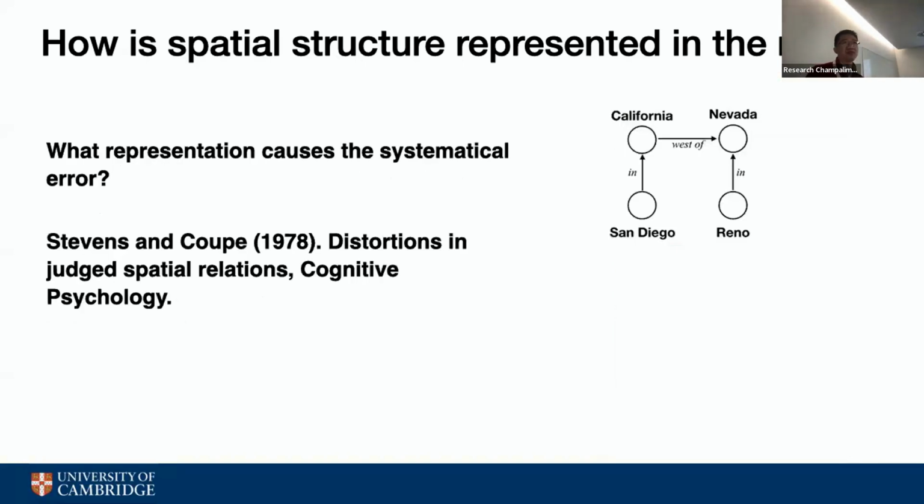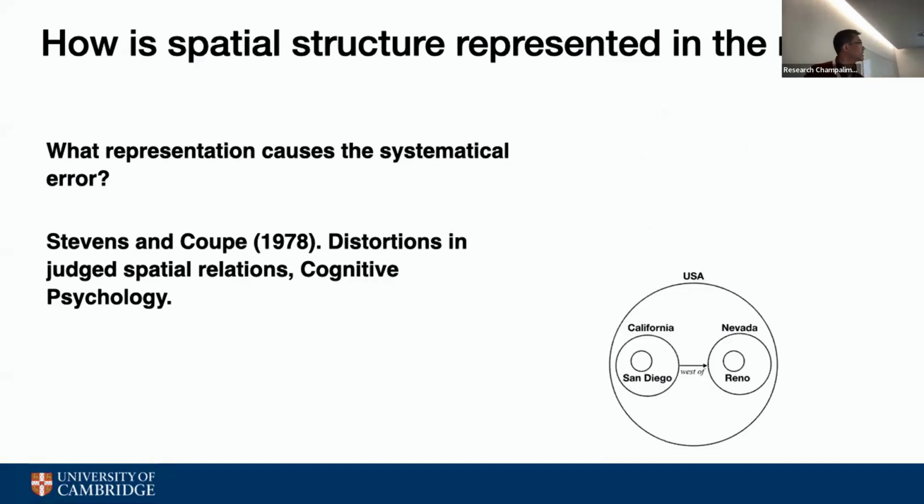Their answer is about our mental representation of spatial knowledge. The basic component is regions. What we have in our mind is just three relations. San Diego is in California, they know for sure. They know Reno is in Nevada for sure. And they know California is west of Nevada. That's all, three pieces of knowledge. They do not know the relation between San Diego and Reno, so they construct a model, and then inherit the relation between San Diego and Reno from their parent nodes.